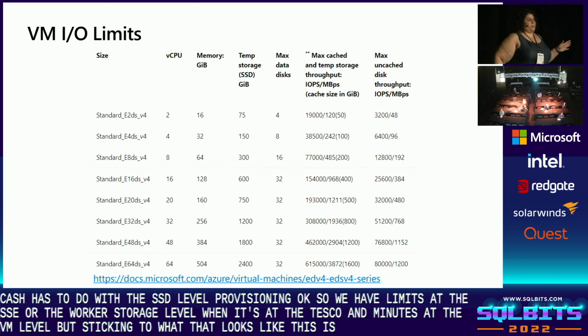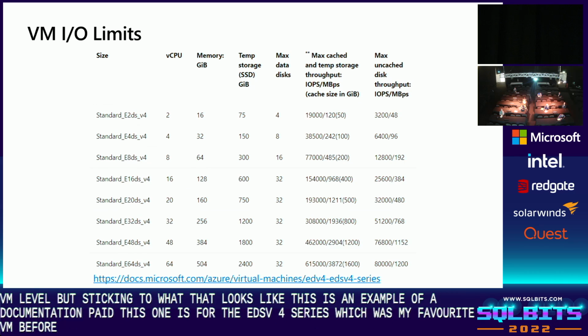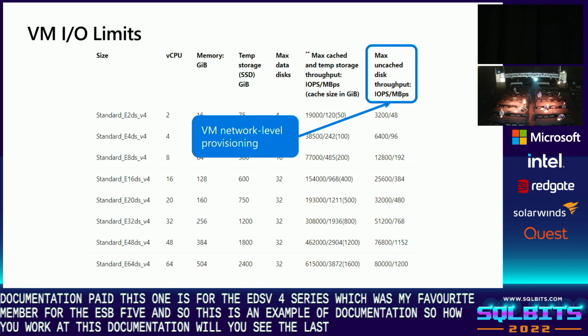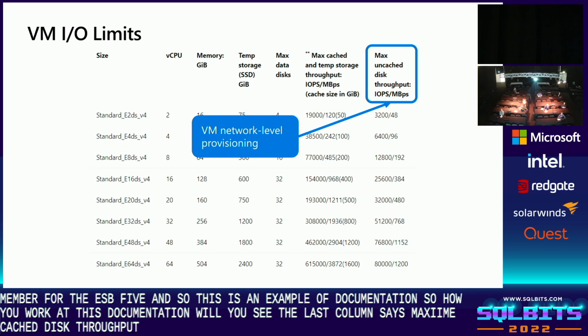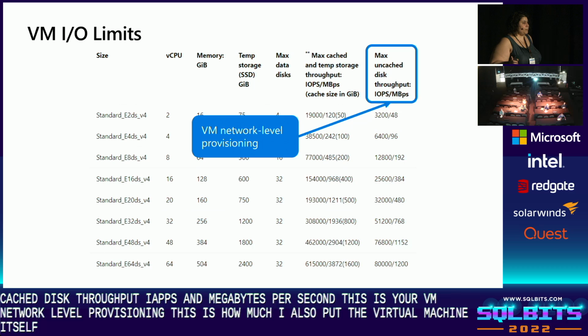This is an example of a documentation page. This one is for the EDS v4 series, which was my favorite VM before the EDS v5 series came out. So how do you look at this documentation? Well, you see the last column says max uncached disk throughput, IOPS, and megabytes per second. This is your VM network level provisioning. This is how much I/O throughput the virtual machine itself is capable of.